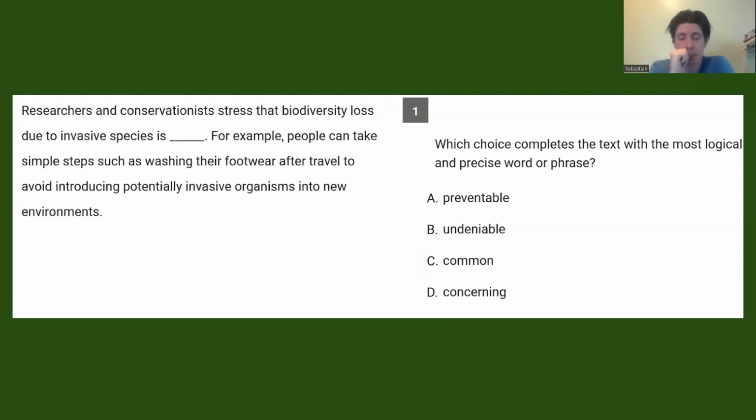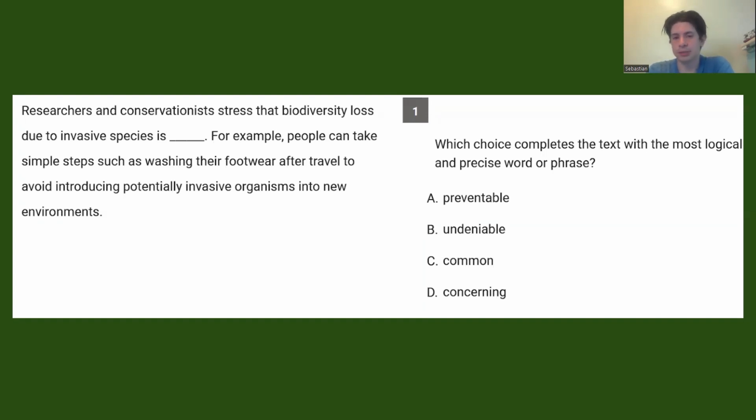So I'll read the sentence and we'll go over it. Researchers and conservationists stress that biodiversity loss due to invasive species is blank. For example, people can take simple steps such as washing their footwear after travel to avoid introducing potentially invasive organisms into new environments. Okay. Which choice completes the text with the most logical and precise word or phrase?